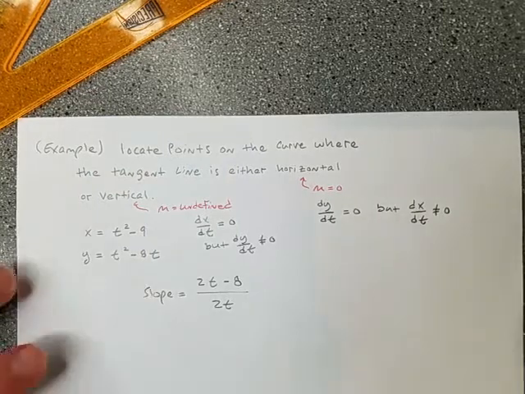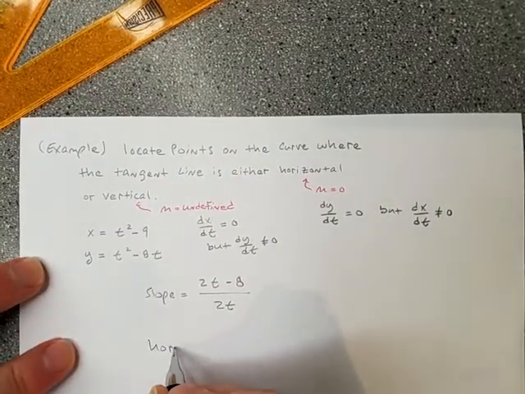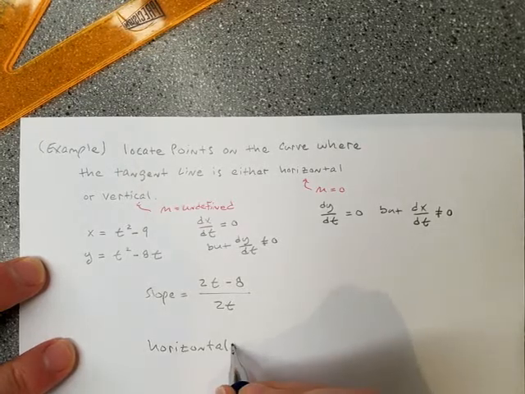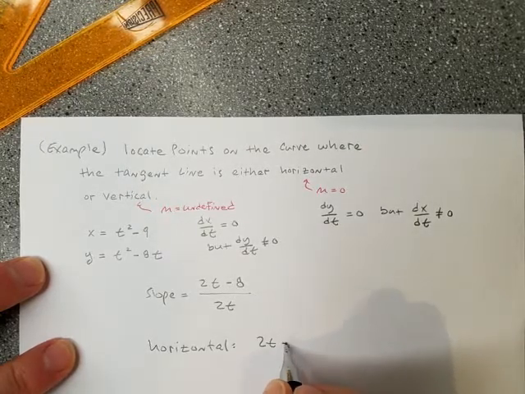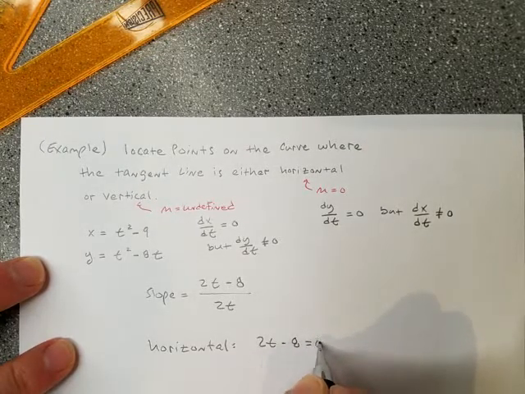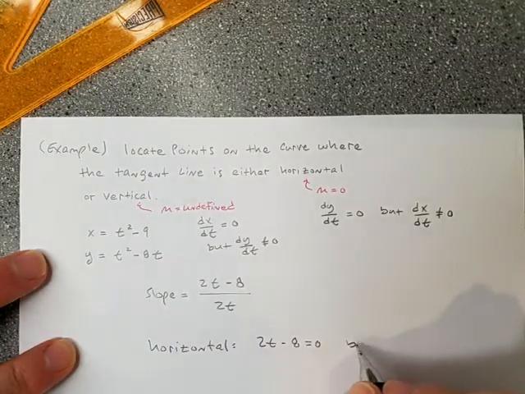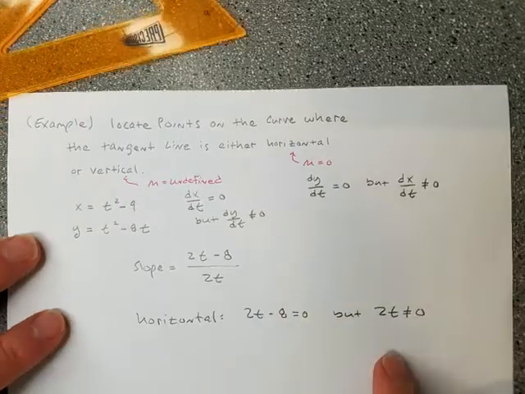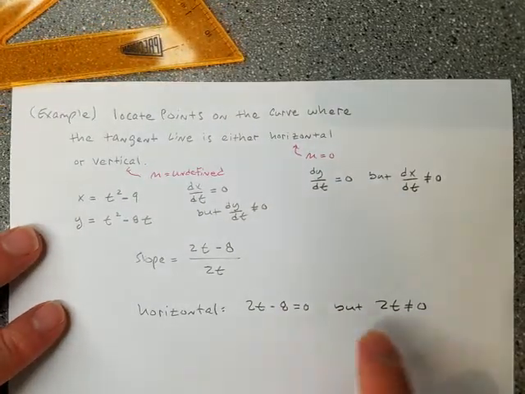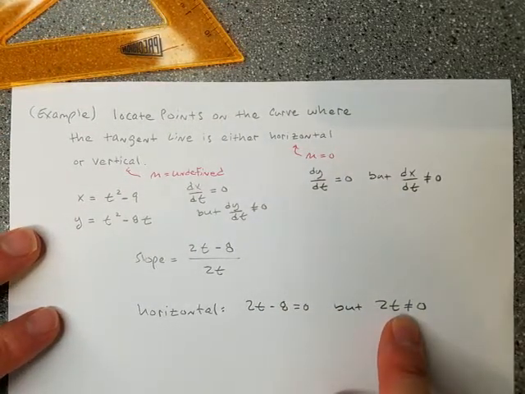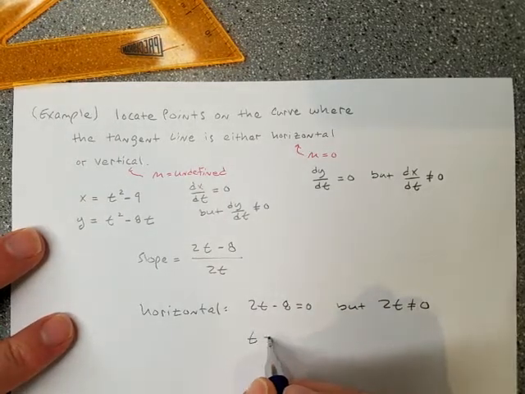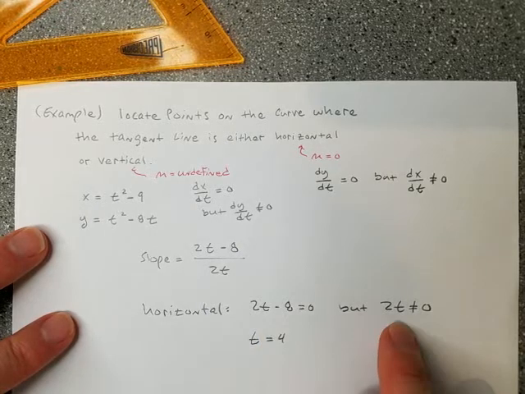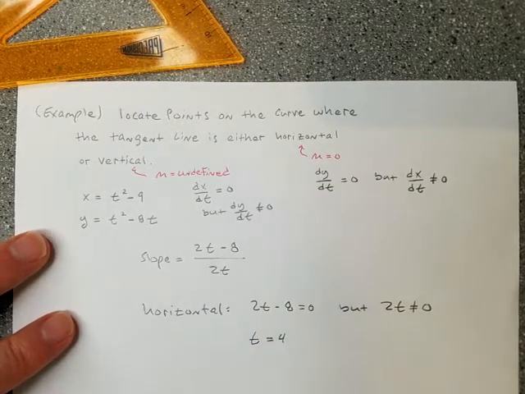So we'll think of it like this. Horizontal. We need 2t minus 8 to be 0, but we need 2t to not be 0. Well, that should be okay. Whatever number makes this 0 is not going to make that one 0. If you just solve this, you'll get 4. Does 4 make this 0? Yes. Does it make that 0? No. So it's okay.